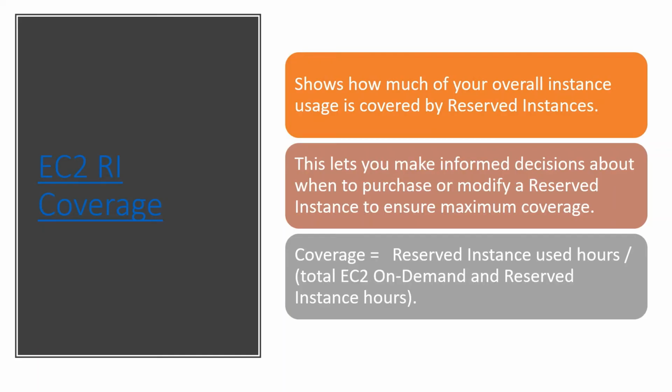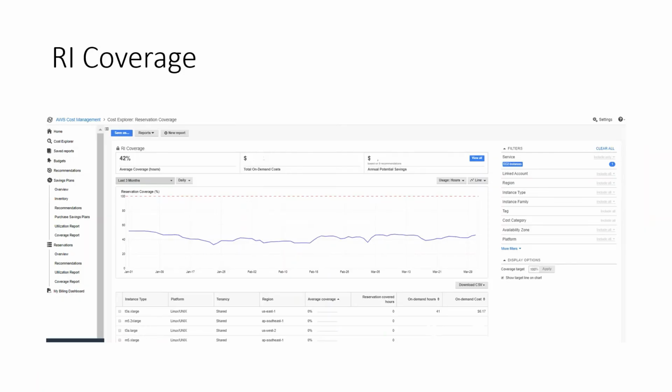RA coverage. This report gives us the total RA coverage against the total running hours. If you look at this RA coverage, only 40% of hours has been covered under the RA, but the rest 60% are still treated as on-demand. And the table below gives us more information on that. If you see, just for an example, T3A.large, the first row here is using the on-demand hours.